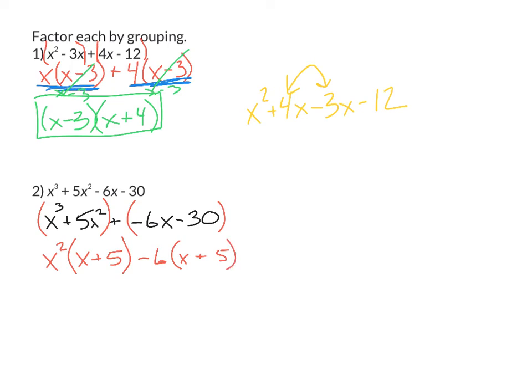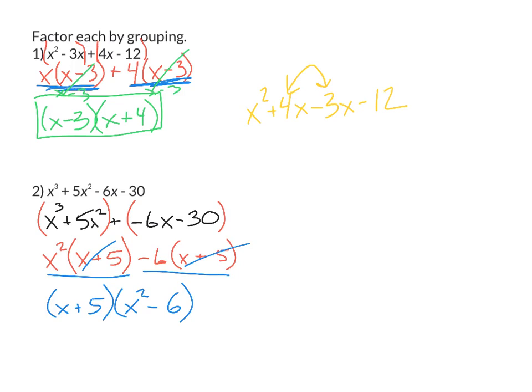Then finally, what's in common with both terms? Again, we have two terms, there they are, and they have an x plus 5 in common. And that leaves us with x squared from the first when we take that away, and the minus 6 from the last when we take the x plus 5 away again.